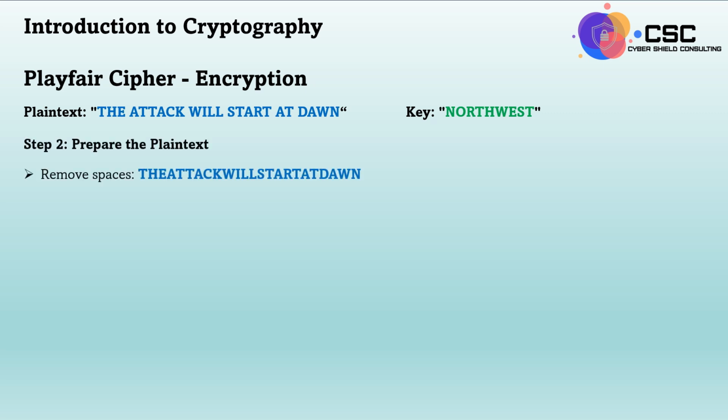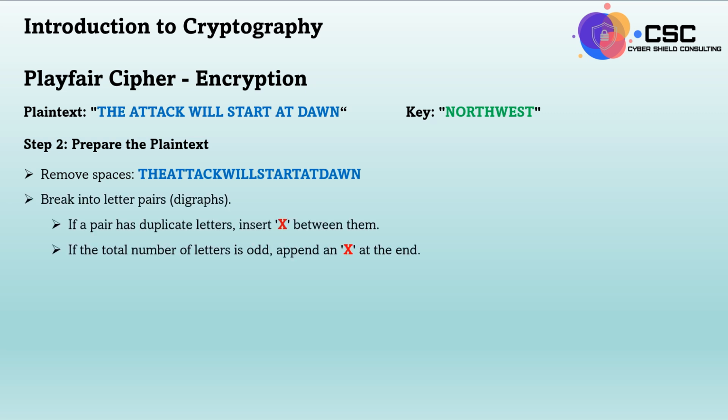First, remove the spaces, and now we need to look into how the Playfair Cipher works. The Playfair Cipher works by encrypting letter pairs, so we need to divide the message into two-letter groups. However, there are a few rules that we need to follow. If a pair contains duplicate letters, then you need to insert X between them to separate these two letters. If the total number of letters is odd, then you need to append an X at the end to make a complete pair. So for example, if you look at TT in the word attack, we need to insert an extra letter, typically X, to separate them. Now that our plain text is properly formatted, we are ready to apply the Playfair Cipher encryption rules and transform it into cipher text.